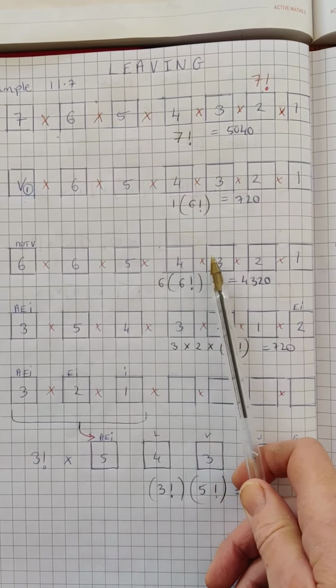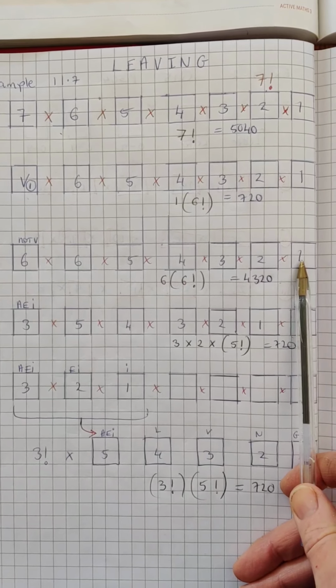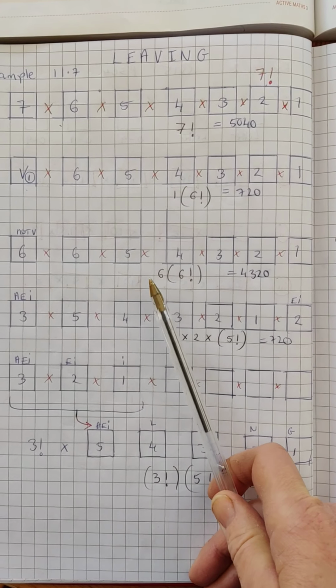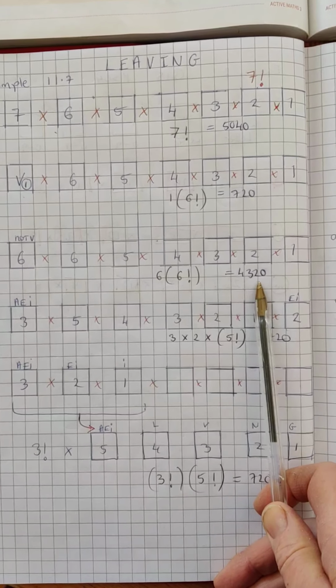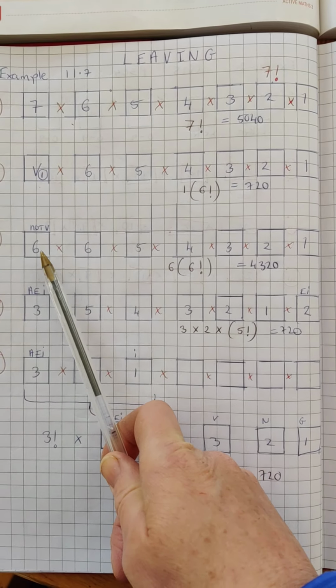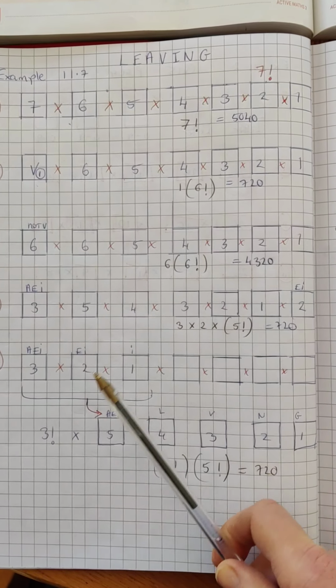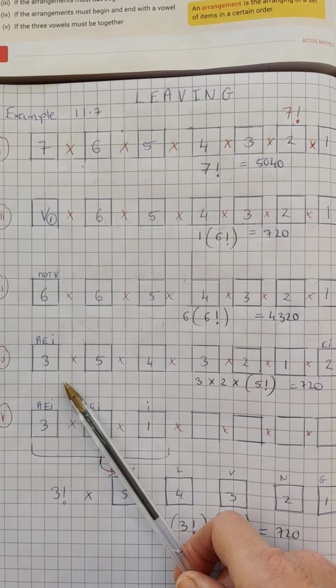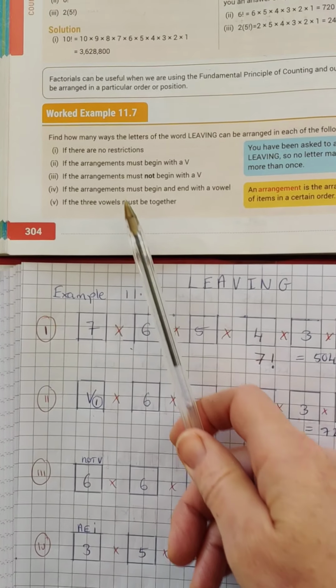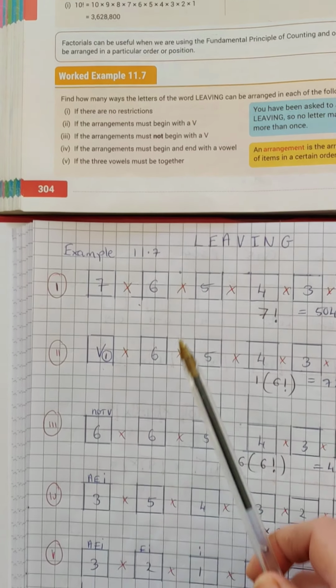Then 5 by 4 by 3 by 2, and eventually I have only 1 choice left for here. So that's 6 times 6 factorial. On your calculator you get this number. If you put that whole list of numbers in and multiply, you will get the same answer. The next part is part 4. If the arrangements must begin and end with a vowel.